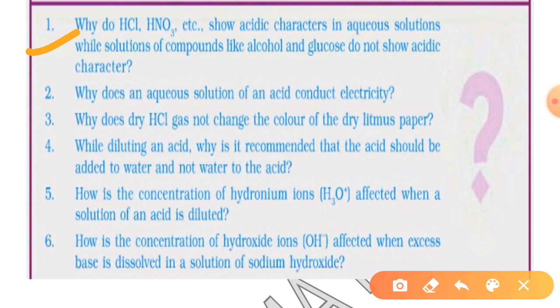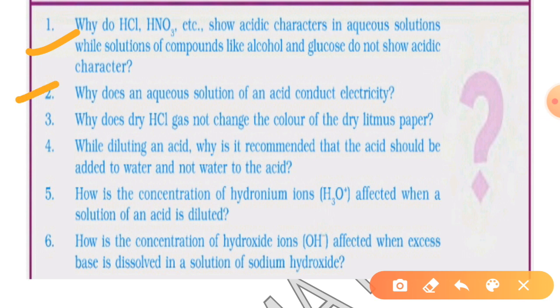So students, this is because the acidic character of any compound is due to the release of H positive ion, and HCl and HNO3 release H positive ion in aqueous medium, it means with water. But alcohol and glucose do not release any H positive ion, they just get mixed with the water.